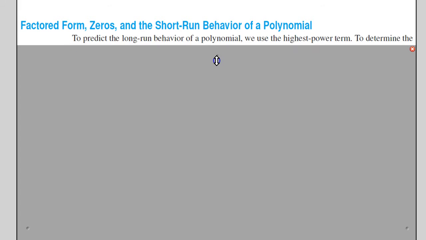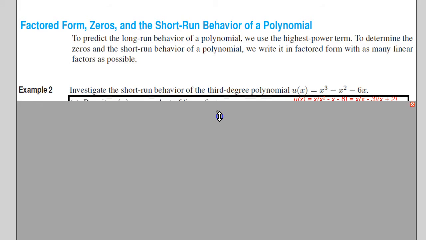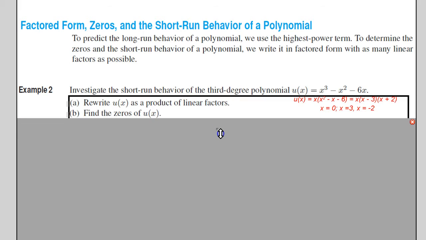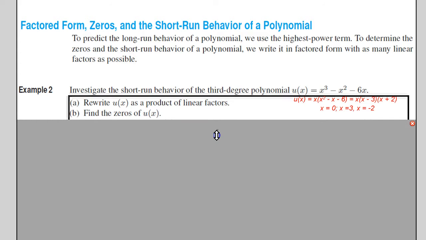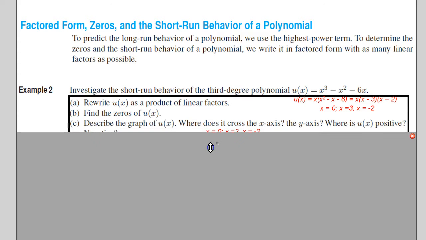In order to do that, we're going to look at an example in the book using example 2. The first step is to rewrite the polynomial as a product of linear factors so we can easily determine the zeros or the x-intercepts of the function, and then use that to describe the graph fully, like where does it cross the x-axis, hence from the zeros. Where does it cross the y-axis? We can determine that from the original standard form of the polynomial. And where is the function positive? Where is the function negative? I'll show you a way the book doesn't show, a much easier way to determine that.